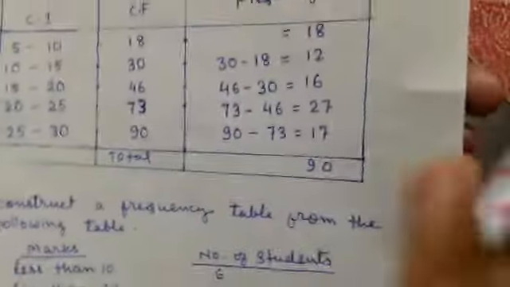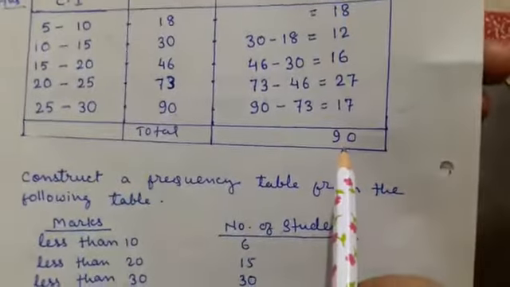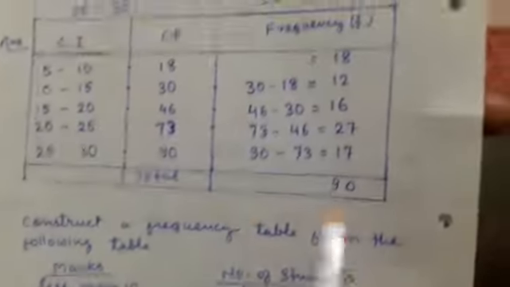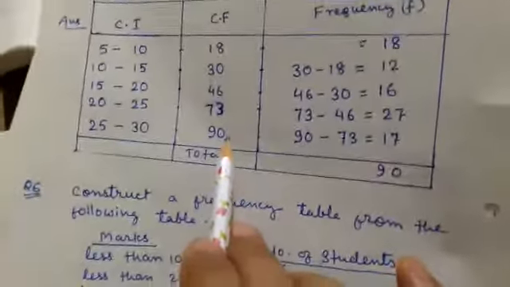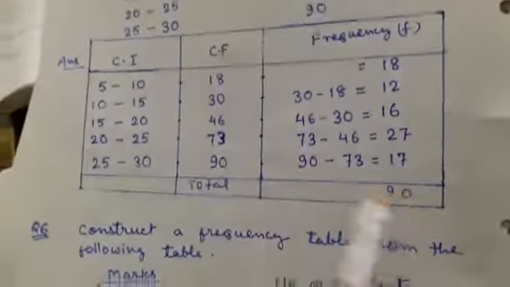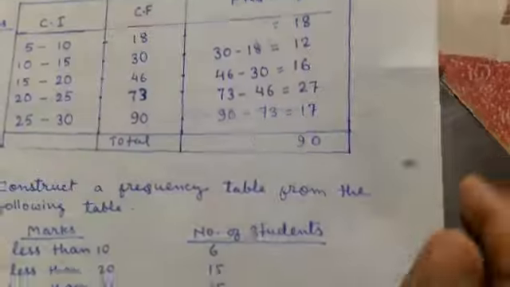Now add all the frequencies here, we will get 90, and the last cumulative frequency is also 90. So in this way both are the same. So this is our answer.